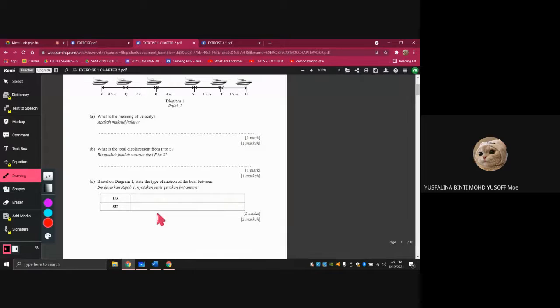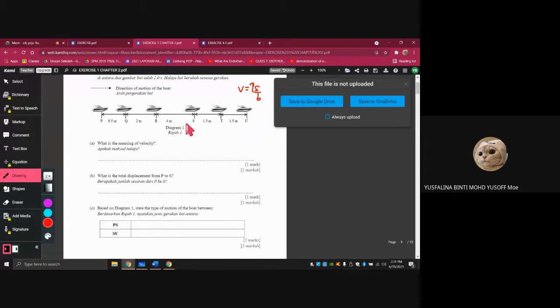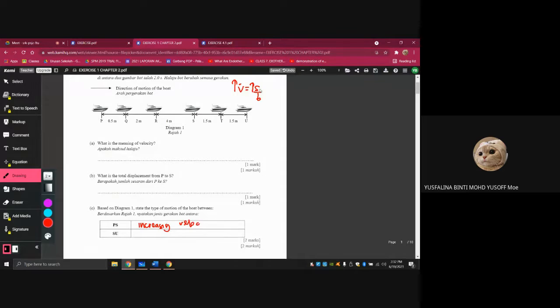From P to S, you can see the distance is increasing, and V is equal to S over T. When S is increasing, you can see 0.5 to 2, 2 to 4, so S is increasing here. That's why V is also increasing. So the answer should be increasing velocity.